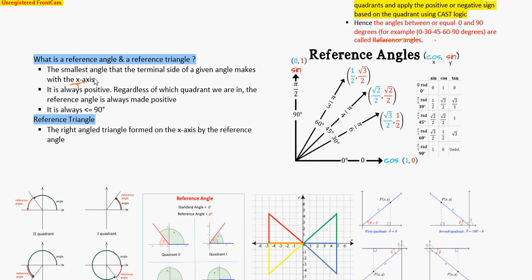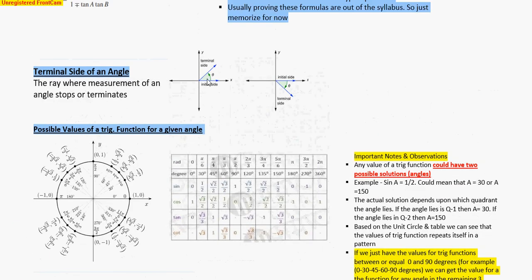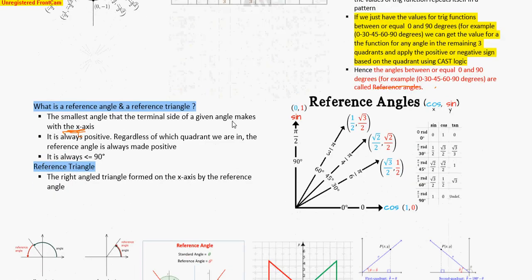If you see here, that's kind of the axis. You always have to determine the reference angle, the smallest angle that the terminal side, which I explained earlier. This is the terminal side, right? So whatever the smallest angle the terminal side forms with the x-axis is your reference angle.